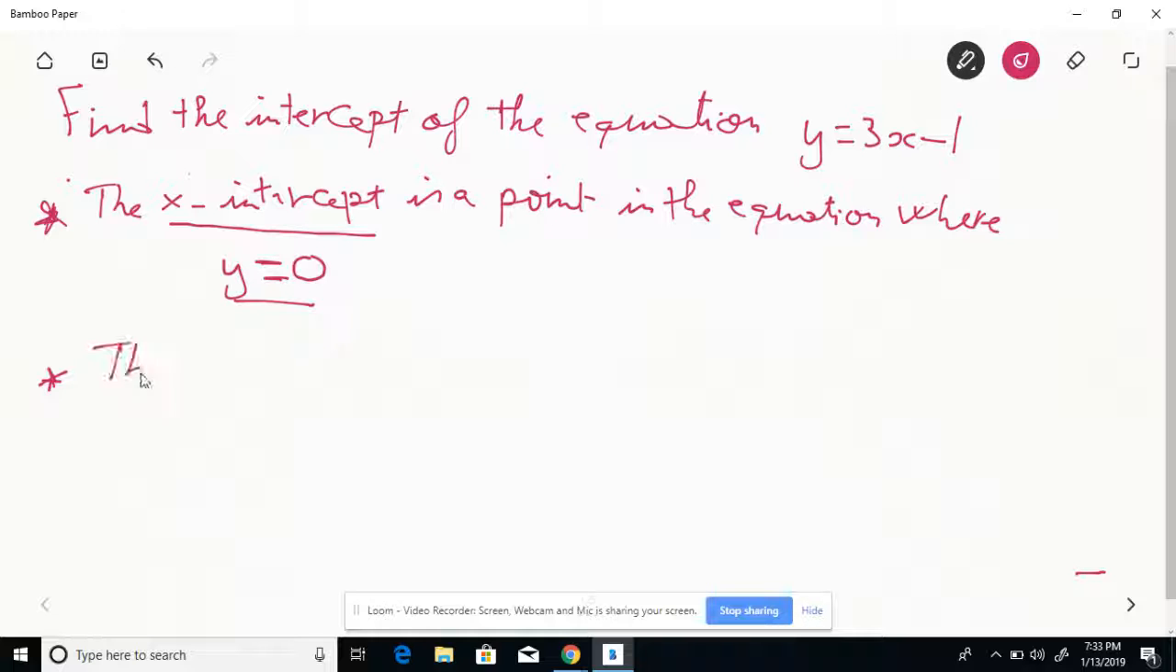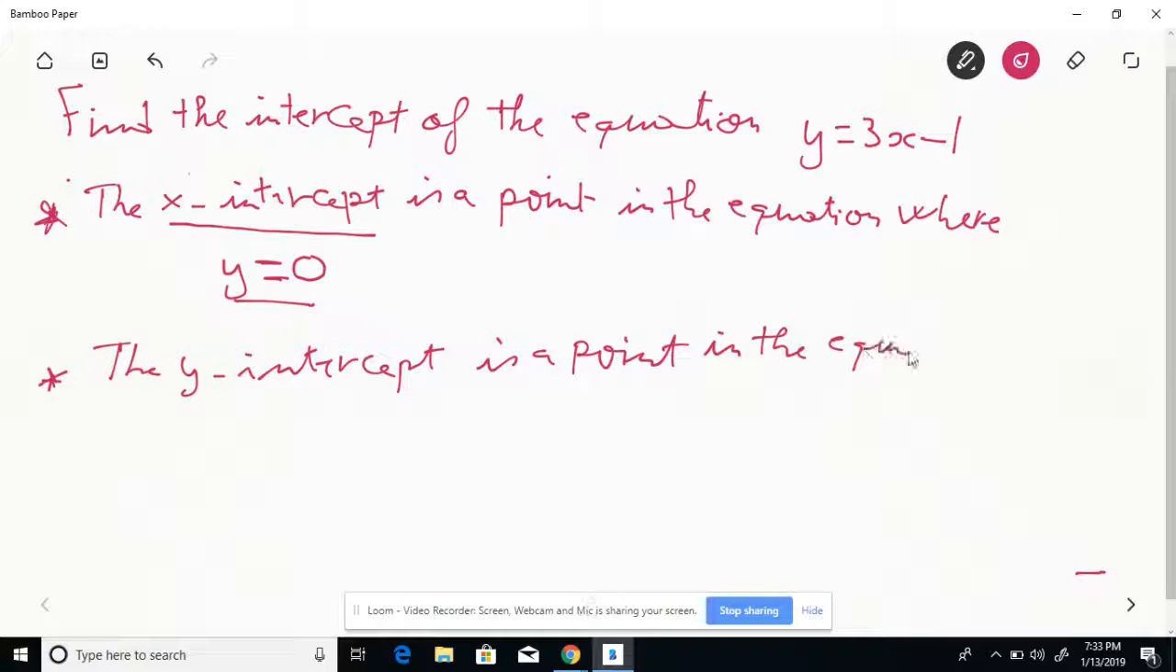The second one is the y-intercept. The y-intercept is a point in the equation where the value of x equals 0.